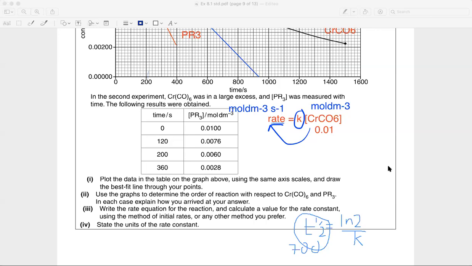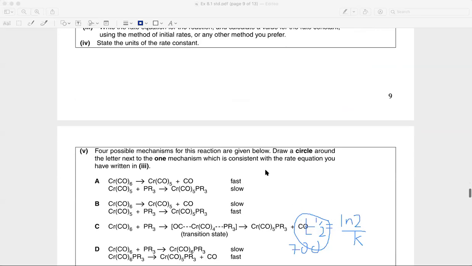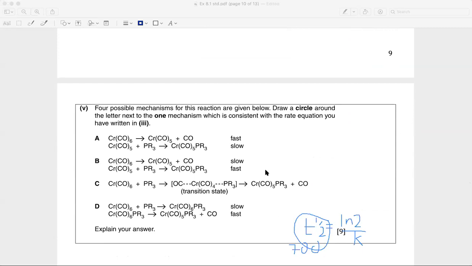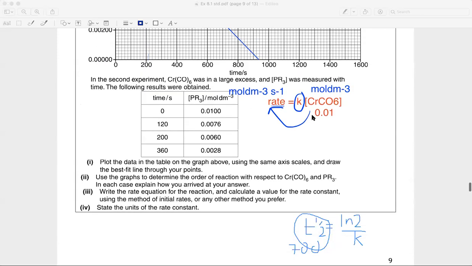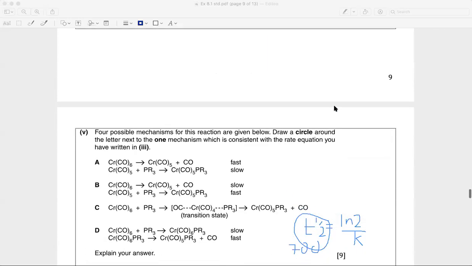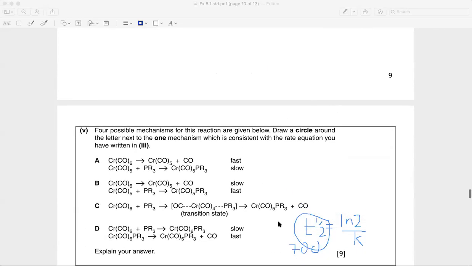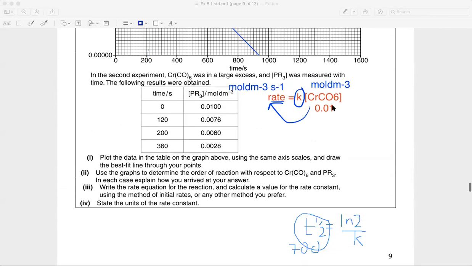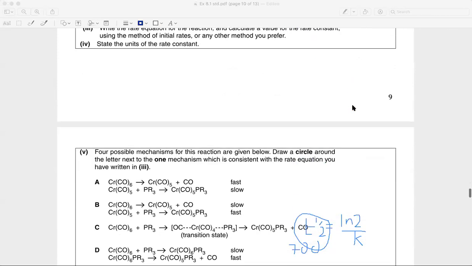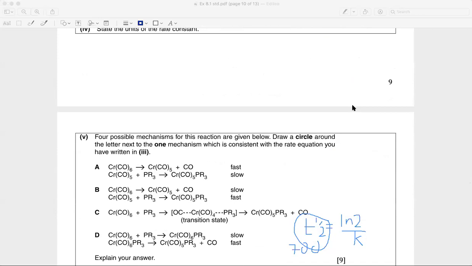And then we move on, state the units of the rate constant. We move on to the mechanism. Four possible mechanisms for this reaction are given below. Draw a circle around the letter next to the one mechanism which is consistent with the rate equation. So in your rate equation, you only have chromium. So that means you have to choose a mechanism that only has chromium CO6 as the slow step.